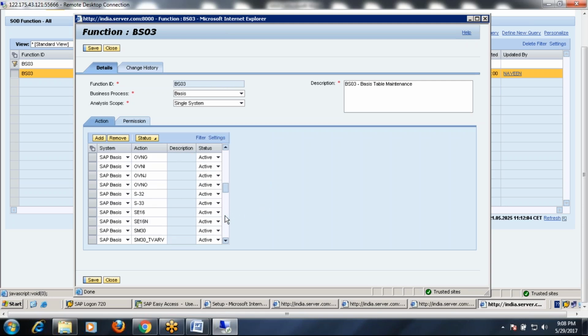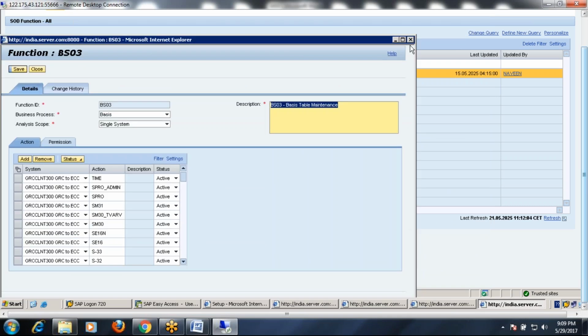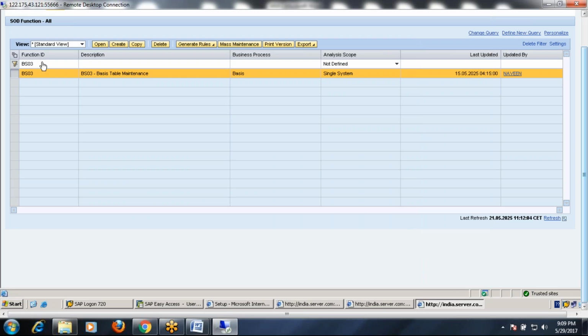Clear, everyone? So this is a system name. In this system, these transactions, SPRO, SM31, SM30, SE16N, SE16, are the T codes with which we do table maintenance. Got it. Yeah, clear. Similarly, you have the T codes list available in the other function as well. So this is the function related to table maintenance. You have all the T codes related to that function.